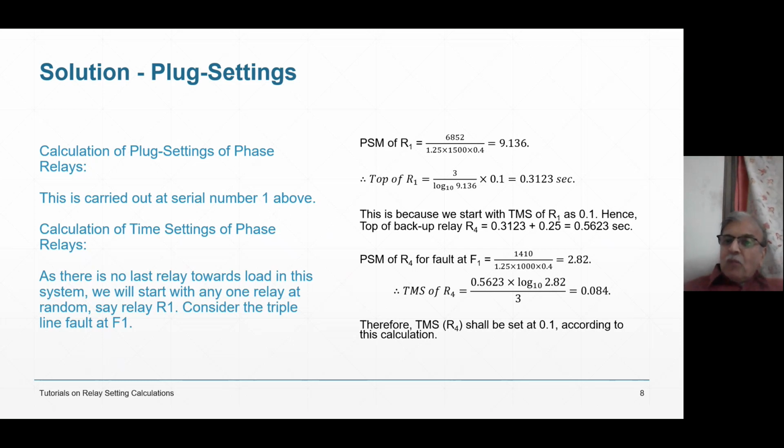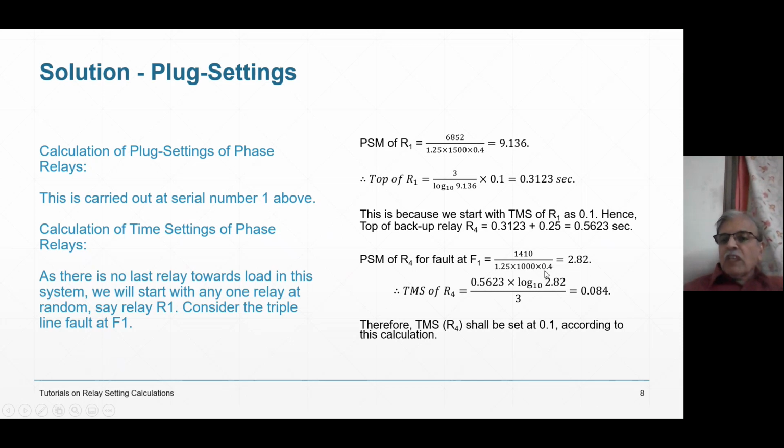Therefore, time of operation of R4, the backup relay, is 0.25 more, 0.5623 second. What is the PSM of R4? Because there, for the same fault location F1, current is not the same here. You see, in the earlier case, the radial system, current used to be the same. Here, current is different. Same fault location, current is 1410.